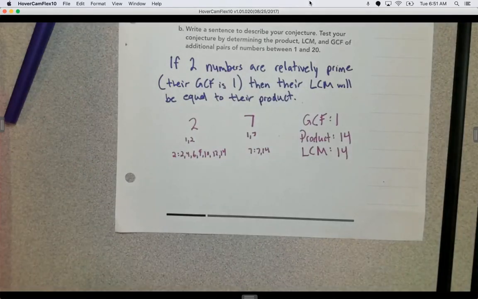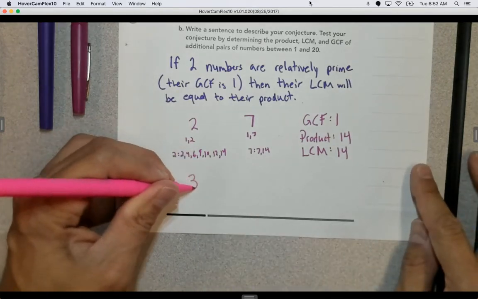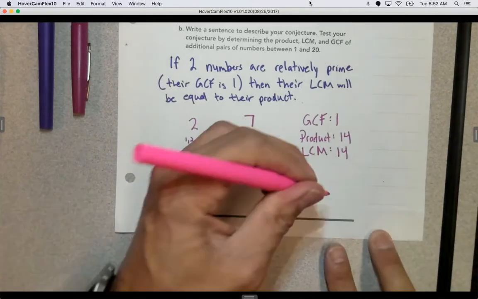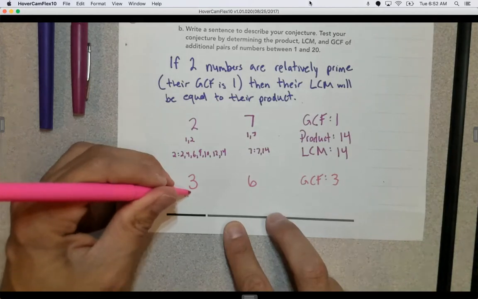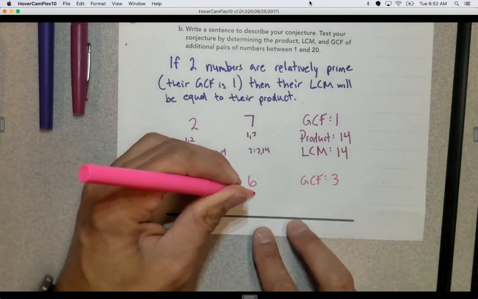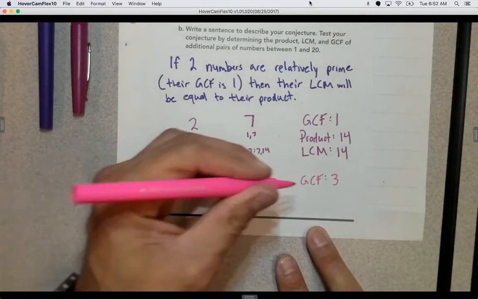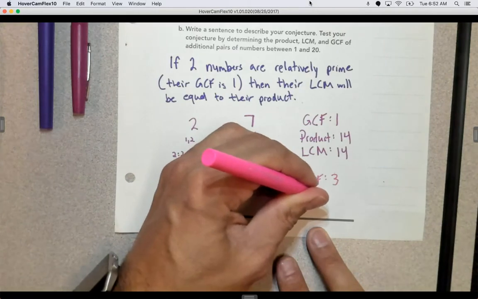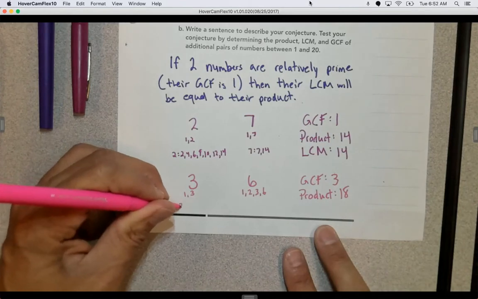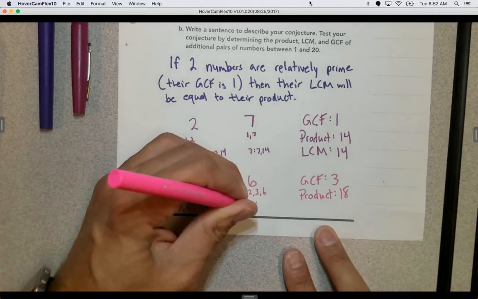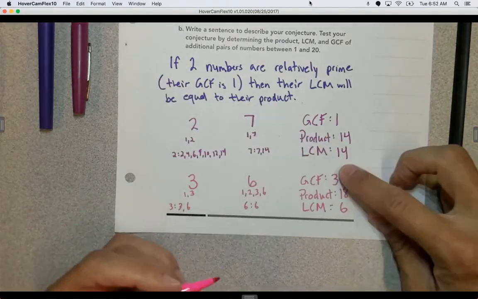I can do one more example that is going to show me that it's the opposite case. So let me say I take 3 and I take 6. Okay, the GCF of 3 and 6 is going to be 3. The factors for 3 are 1 and 3 because it's prime. The factors for 6 are 1, 2, 3, and 6. The product of 3 times 6 is going to be 18. And then if I list the multiples of 3, the LCM is going to be 6, which 3 times 6 equals 18.